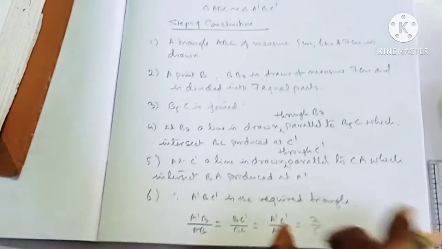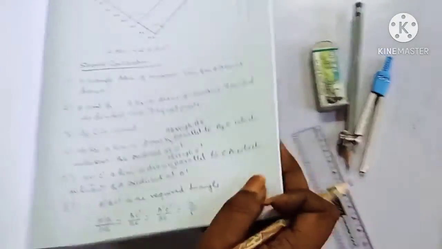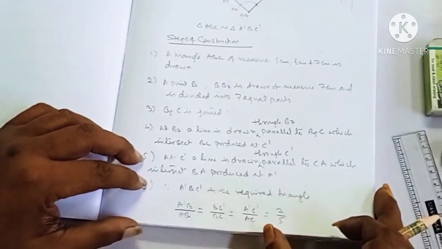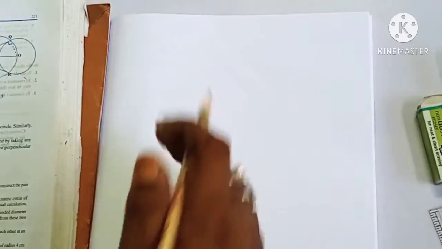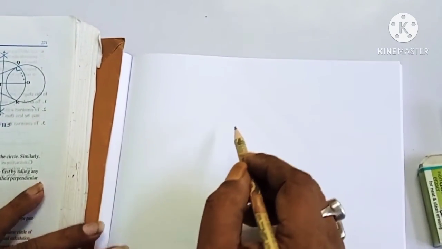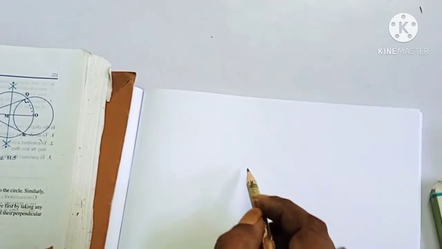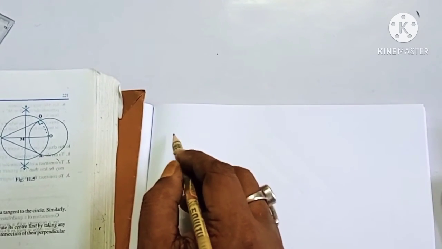So these are the steps of construction, and you can write the steps of construction yourself. I have just given a format for how to write them. It depends upon you. You only have to state what you have done while drawing the figure. I have written only the format here so that it becomes easy for you to write the steps of construction.